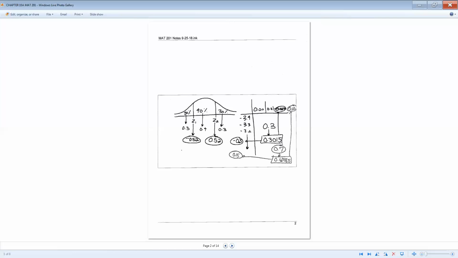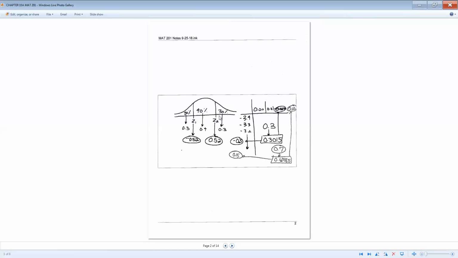So that'd be 0.3015. So we're talking about 30% is 0.3, 40% is 0.4, and then once again, 30% is 0.3. So we look for the closest value inside of this chart to 0.3, and that is 0.3015. Then the z-score that corresponds to that is going to be negative 0.51. Oh, no, that's 2. Sorry about that. I made a mistake and scratch that out. Negative 0.52.